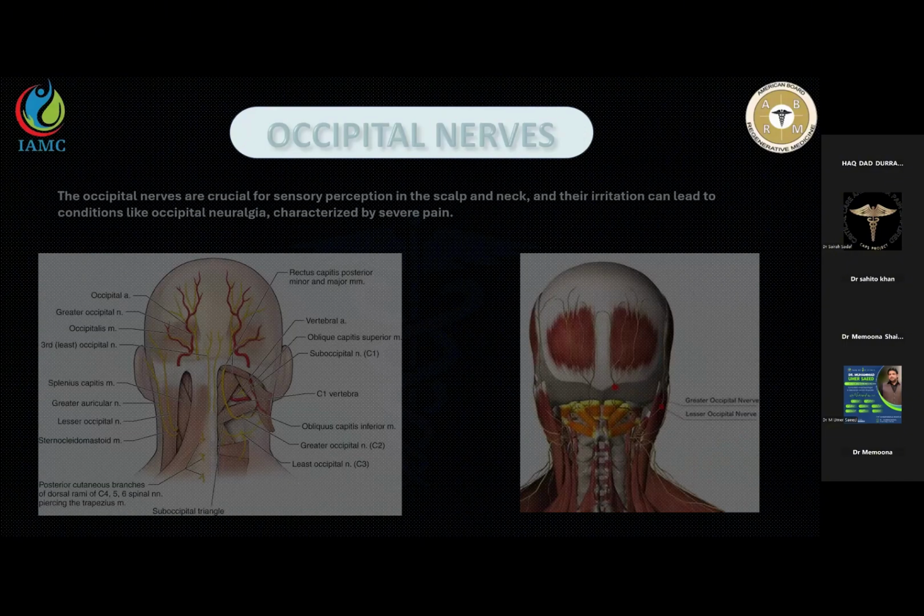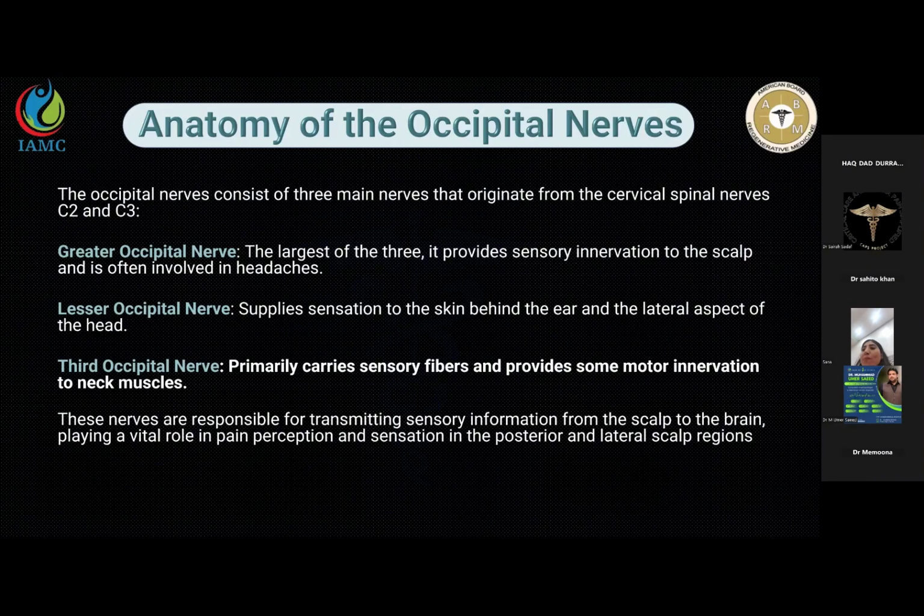So the main nerve which is the cause of headache is the greater occipital nerve, and it is just lateral to the occipital protrusions. Then there is the lesser occipital nerve, which is again on the lateral side of the greater occipital nerve. I will explain you later on again. And then there is a third occipital nerve that is also a primary carrier of sensory fibers and provides some motor innervation to the neck muscles also.